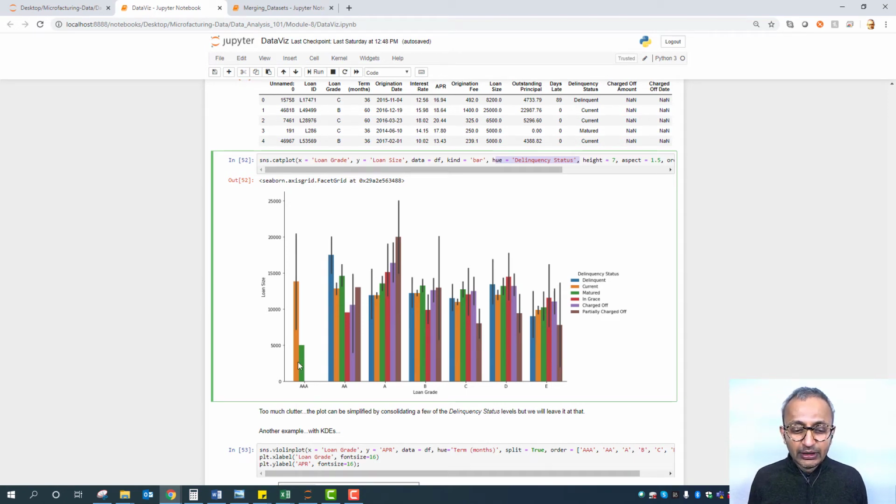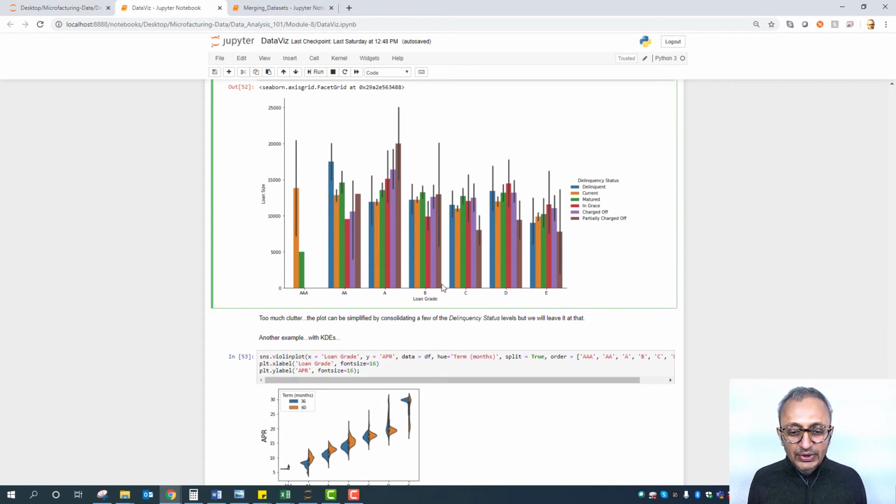For example, someone who has a very good credit history is never going to be delinquent for sure, and is never going to be in grace, never going to be charged off, never going to be partially charged off. So it's going to have only two bars, whereas someone on this side is going to have all sorts of stuff going on, right? So it tells us that, okay.